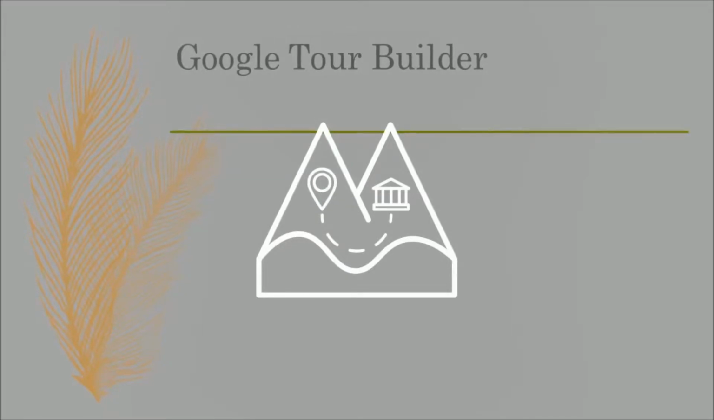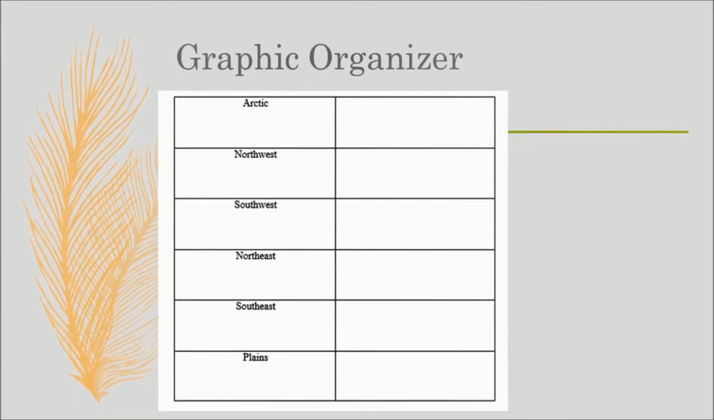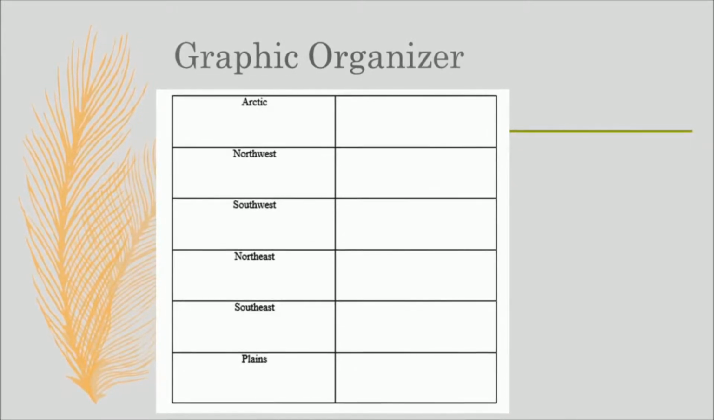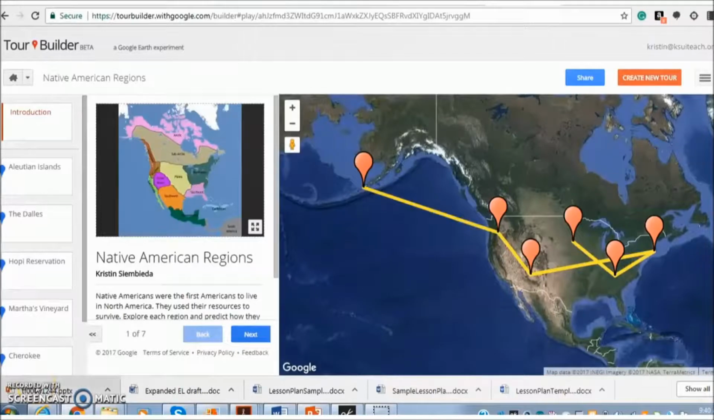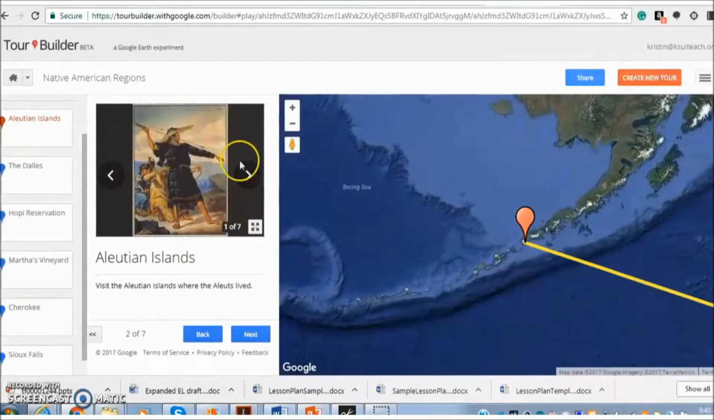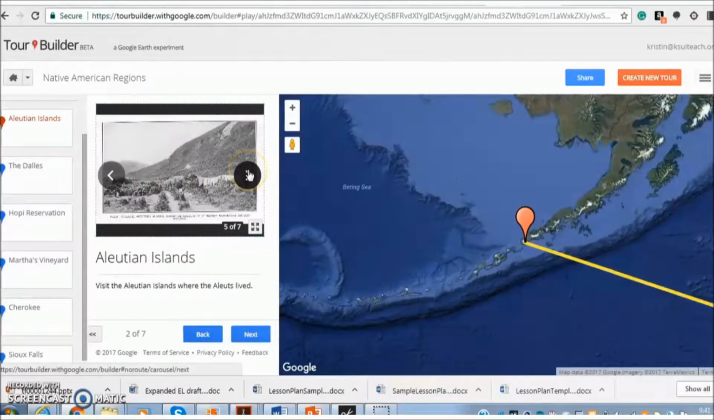We started the lesson by letting the students explore using Google Tour Builder. Students reviewed different Native American regions in North America and recorded observations on this graphic organizer. So I used Google Tour Builder to spark interest in the regions and also to get the students to start making observations on the land and the different animals and the different shelters and the different resources found in each region. So the students started at the Arctic region, and I linked some pictures and some videos where they could record observations on their graphic organizers, not only what they saw on the land, but also what they saw in the pictures.